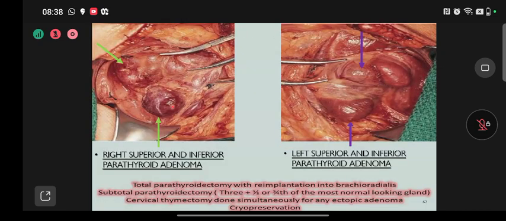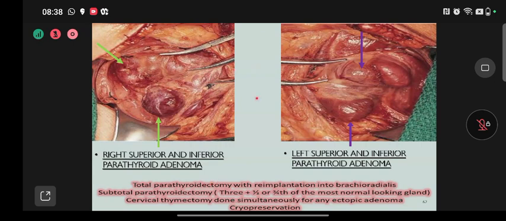Then this picture describes the right superior and inferior parathyroid adenoma, and left superior and inferior parathyroid adenoma. And a total parathyroidectomy is done with the reimplantation into the brachioradialis muscle. Subtotal parathyroidectomy is done, and then the preservation is there, autotransplantation is there.